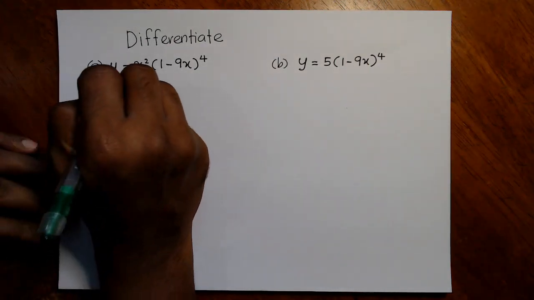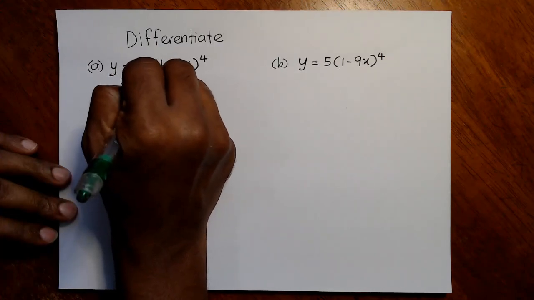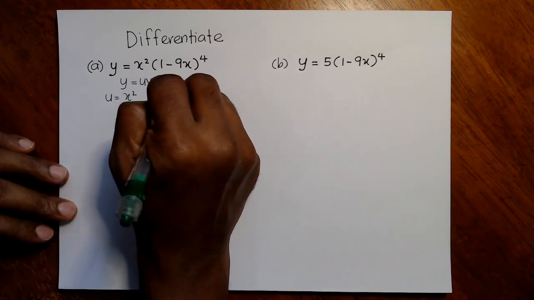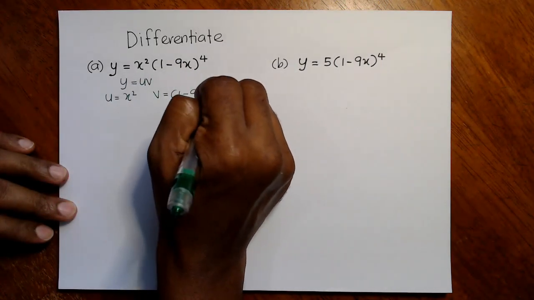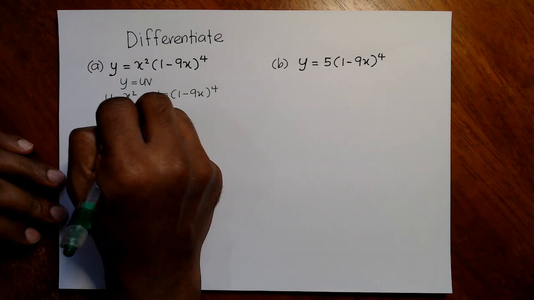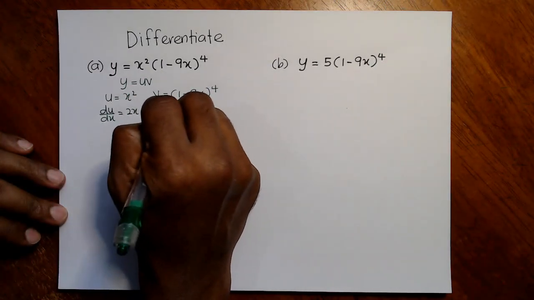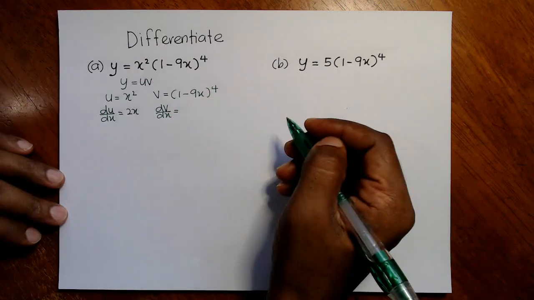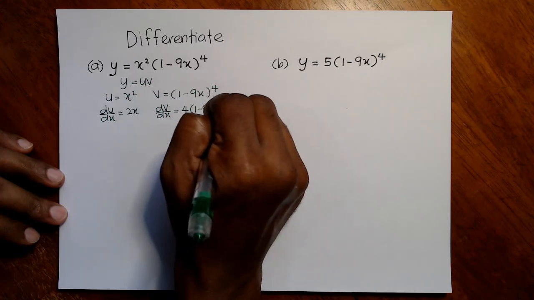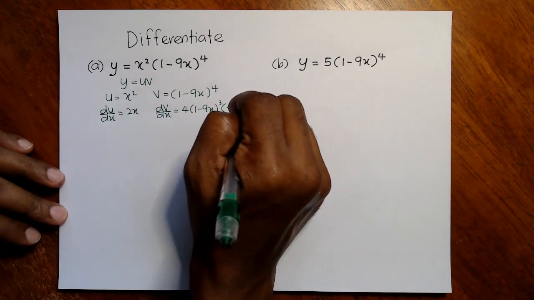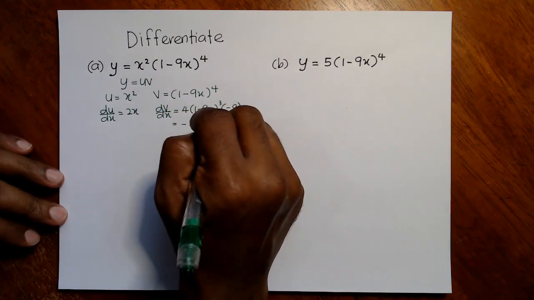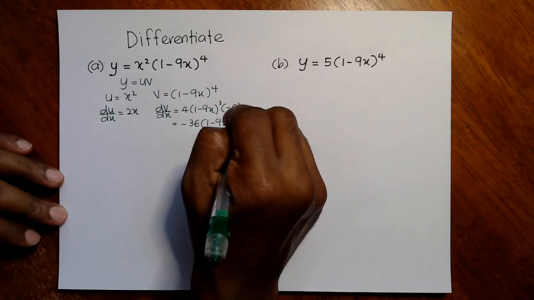So we do that. So we assume y is equal to uv, which means that u is equal to x squared and v is equal to (1 minus 9x) to the power of 4. So du/dx will be 2x. For dv/dx, we use bracket method here. By now you should be very good at this already. dv/dx will be 4(1 minus 9x) to the power of 3 times negative 9. And we get negative 36(1 minus 9x) to the power of 3.